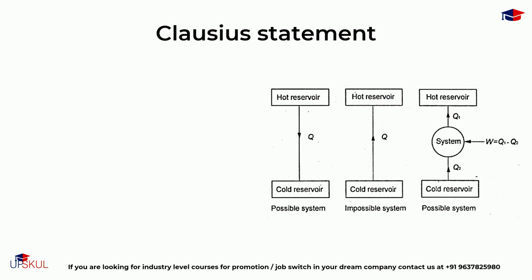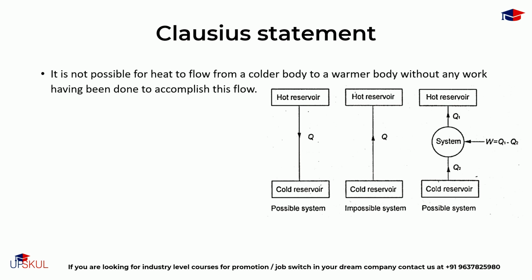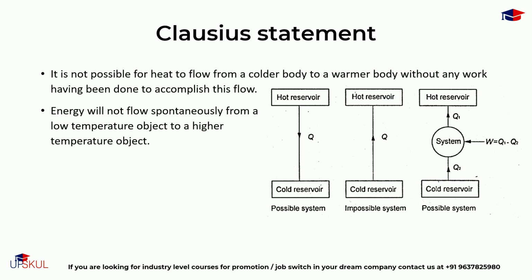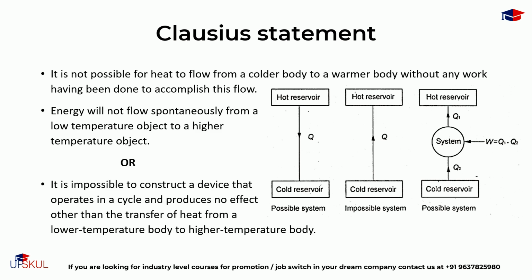The Clausius statement says that it is not possible for heat to flow from a colder body to a warmer body without any work having been done to accomplish this flow. Energy will not flow spontaneously from a low temperature object to a high temperature object. And this precludes a perfect refrigerator. The statements about refrigerators apply to air conditioners and heat pumps also, and they embody the same principles. So this is the second form or the Clausius statement of the second law.